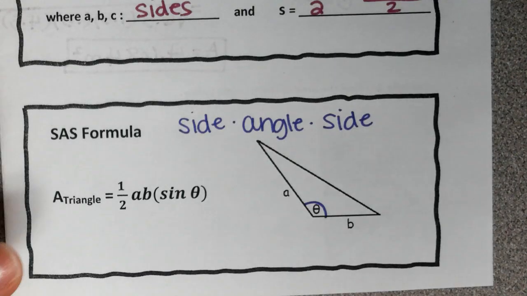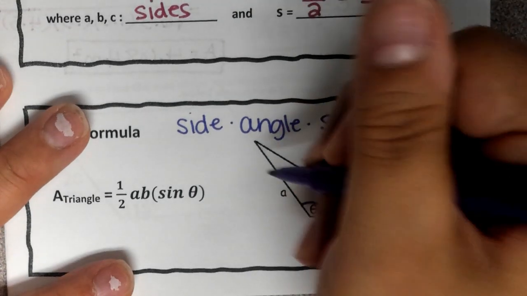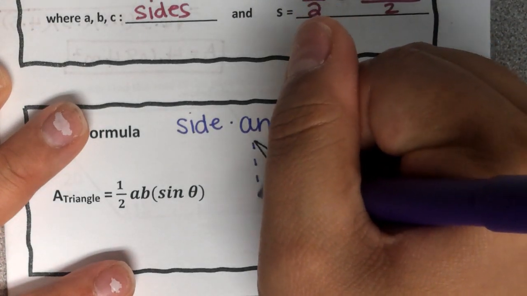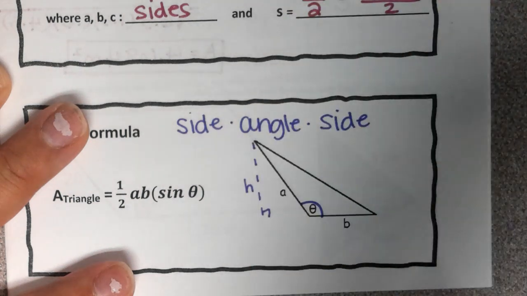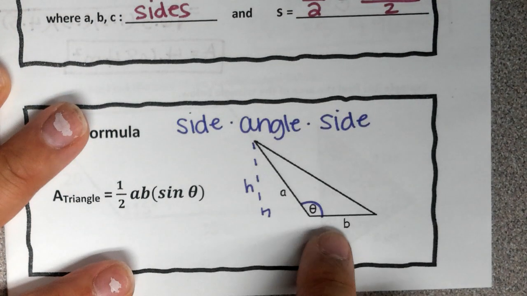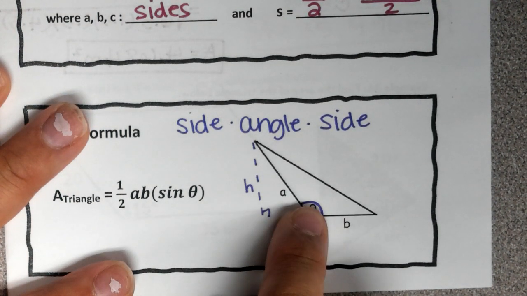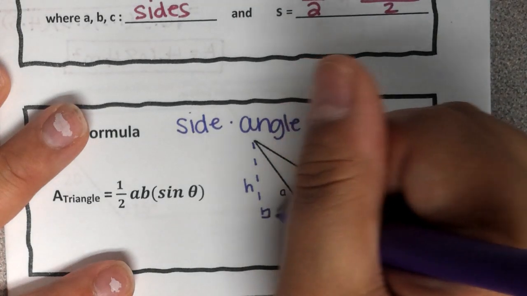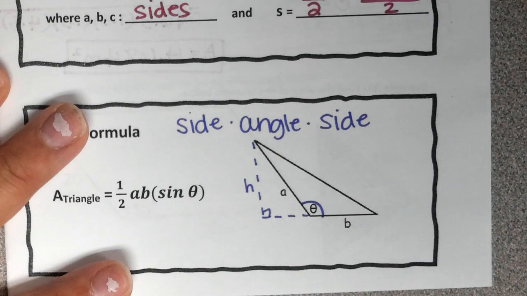Why? Look up real quick. Don't write this down. If I were to draw this height right here, do you agree I would have opposite over hypotenuse for this triangle right here? And opposite over hypotenuse is what?